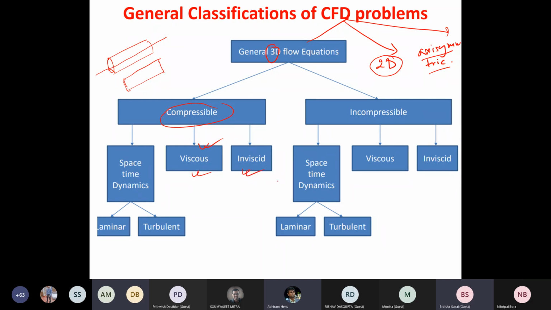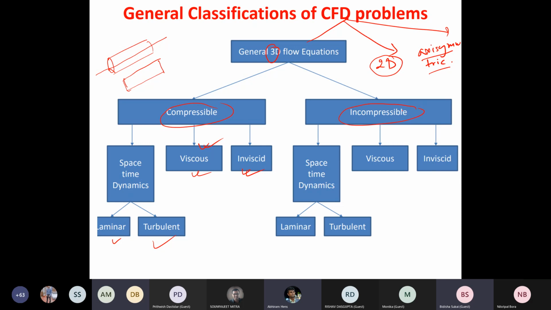That means no viscosity. And it can also be considered as space-time dynamics in the form of laminar and turbulent. And you know what is laminar flow, what is turbulent flow. I'm not repeating those things. Similar classifications can be done for incompressible flow.